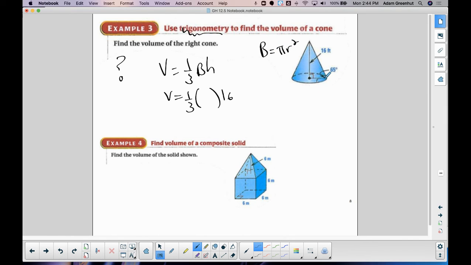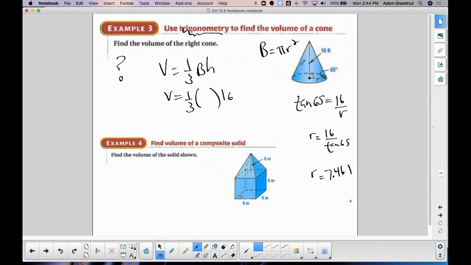To solve for the radius, I could use opposite over adjacent. I could use my tangent ratio and say that the tangent of 65 equals 16 over the radius. So the radius would equal 16 over tan 65. I'm going to get an approximation for that. 16 over tan 65 equals approximately 7.461. I'm going to round it to the nearest thousandths place. I'm going to square that. 55.66. I have a whole long decimal on my screen.